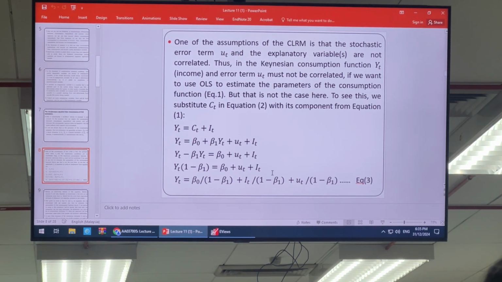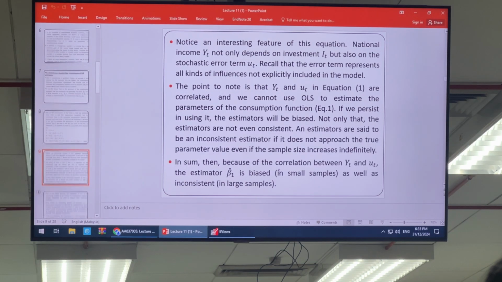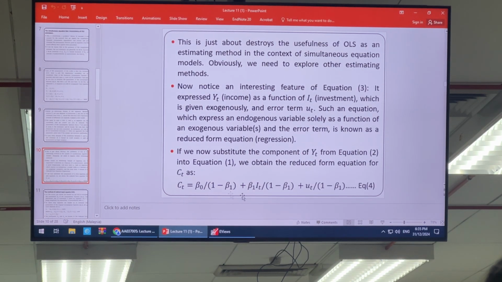So you have to regress, but not this one. This one between C and I. The first equation is the reduced form equation, so you have to regress C against I.